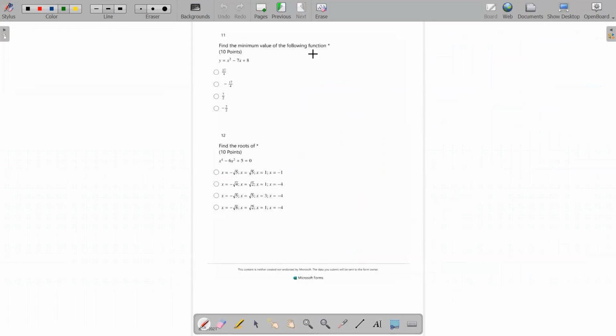Next questions. So this will be the last two questions. Find the minimum value of the following functions. So it's simple. Minimum value means y minimum. So remember the formula for the vertex. It can be max or min. So it is negative b over 2a, comma, minus b squared minus 4ac over 4a. Okay, so we are using this formula for y. This is y, this is x.